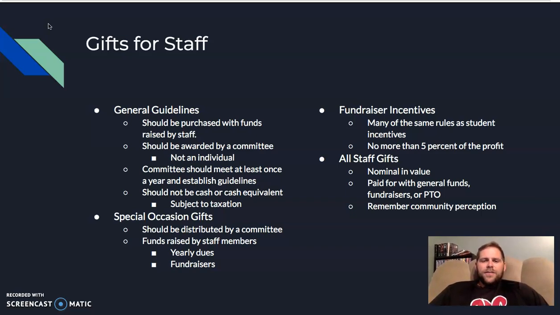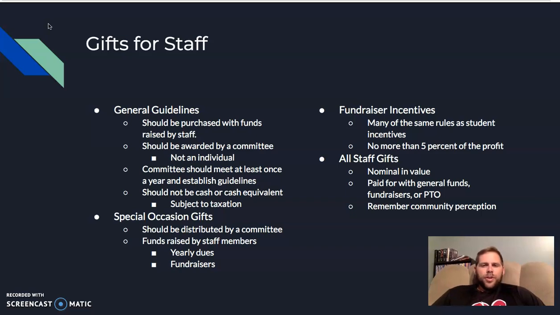But we just have to remember to follow these guidelines when we do it. We can also do fundraiser incentives for staff, because sometimes staff members are involved in fundraisers. These follow a lot of the same rules as student incentives. No more than 5% of the profit. Don't use the school general fund to purchase it, things like that. As far as all school gifts, these should be very small in value, no more than about $5, and paid with the general funds or fundraisers or the PTO.